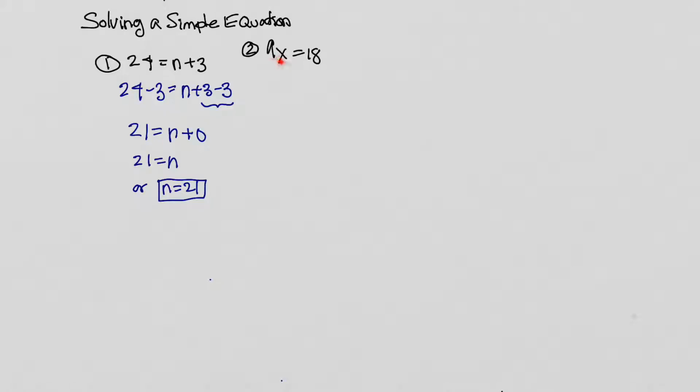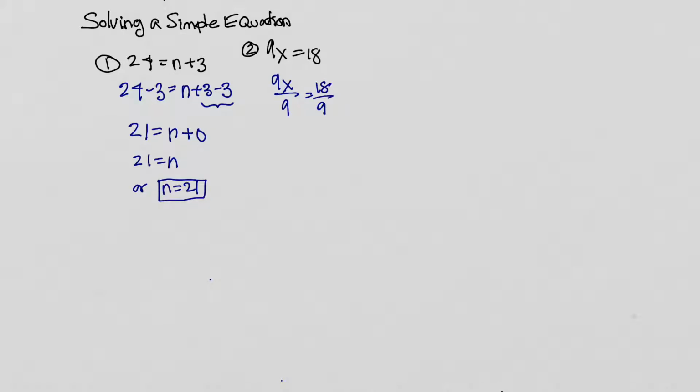Let's try this one, 9x equals 18. Now what we have here is that the 9 is associated with the x by multiplication. So we're going to undo a multiplication with a division. So let's divide both sides by 9. That's going to look like this. 9x divided by 9 equals 18 divided by 9.